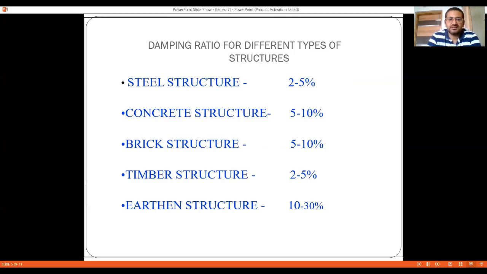In case of steel structures, the damping value is in the range of 2 to 5%. For RCC structures, the damping value is in the range of 5 to 10%, and for big structures, the value is also in the range of 5 to 10%. Steel structures have less damping available, and concrete structures have more damping available, right? So depending on these damping values also, the response of the structure is going to vary.